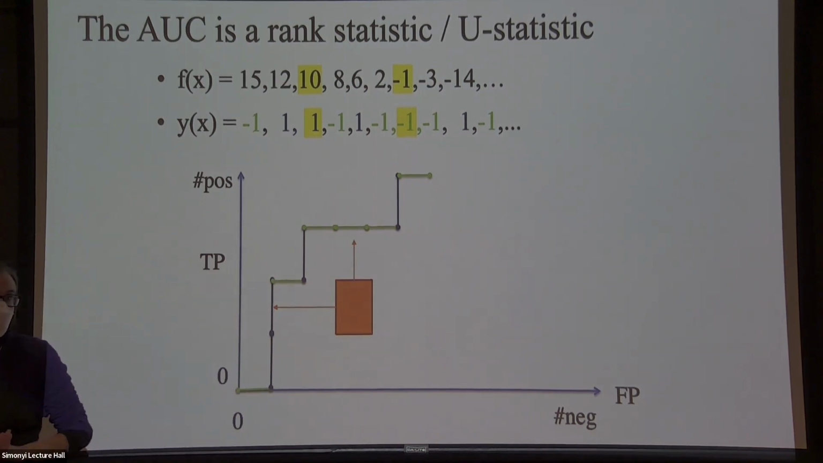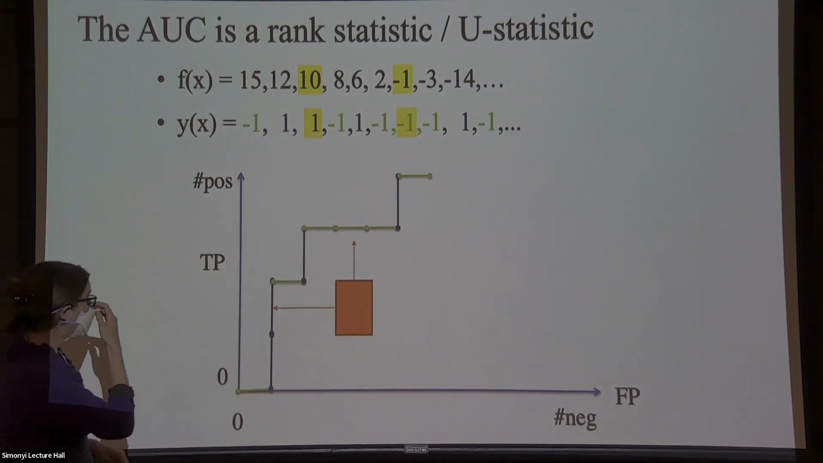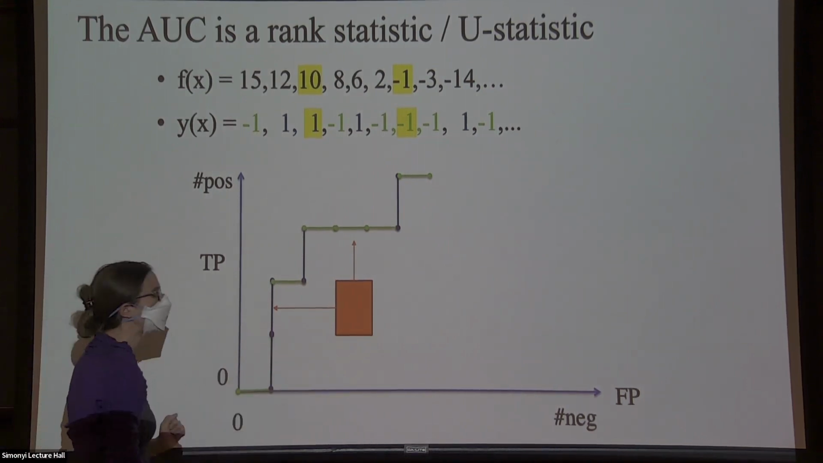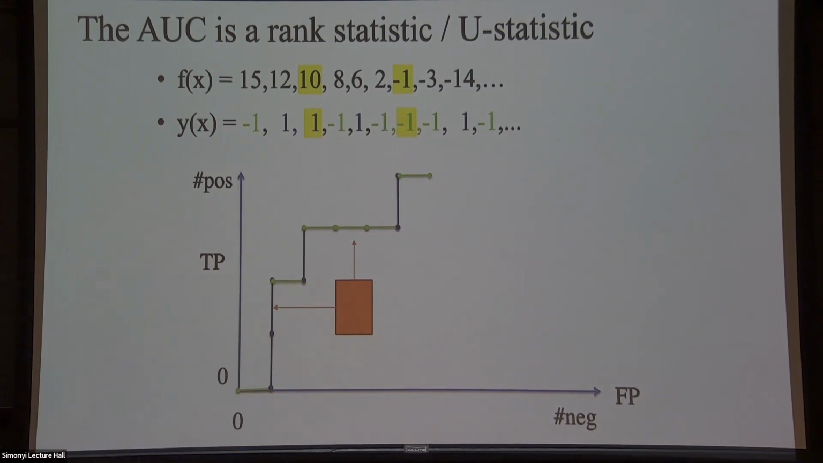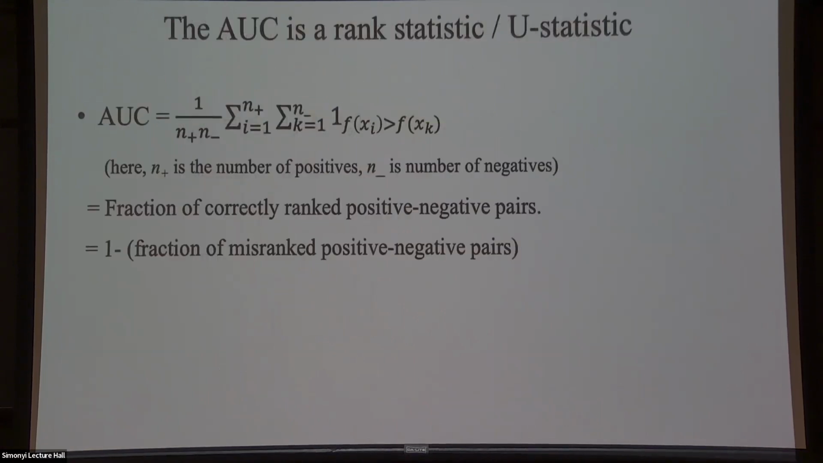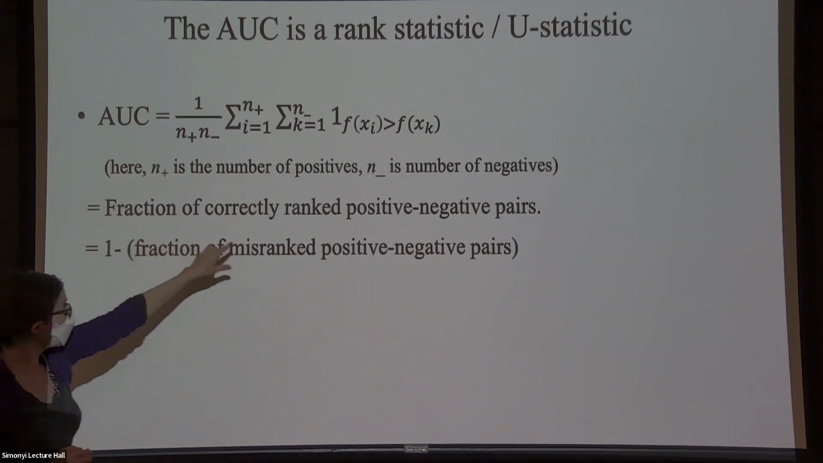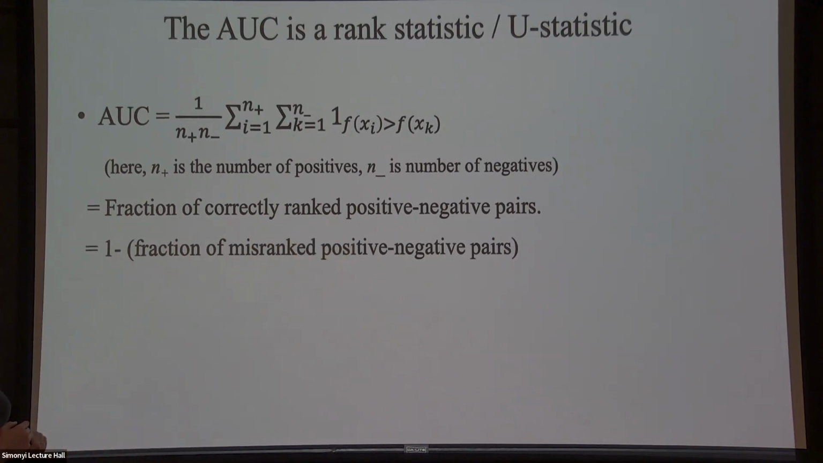Okay, so because it's using pairs where one is ranked above the other, it is a rank statistic, or what's called a U statistic. So statisticians get very excited about this. So the area under the ROC curve is the fraction of correctly ranked positive-negative pairs. And so you can think about it as 1 minus the fraction of misranked positive-negative pairs. So you can think of it as one minus some kind of misranking error.